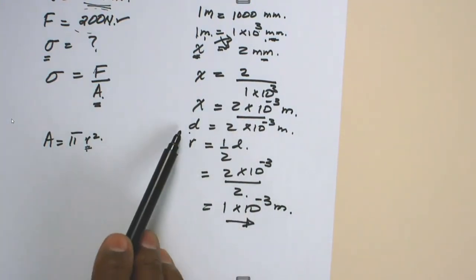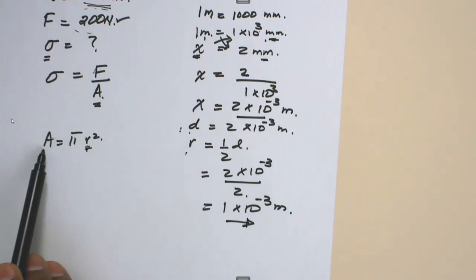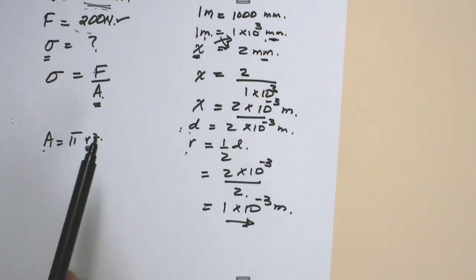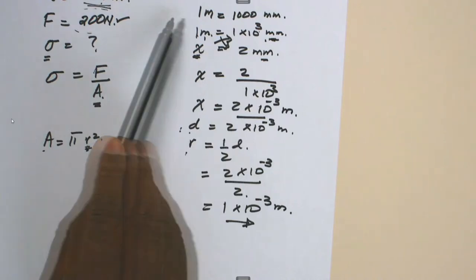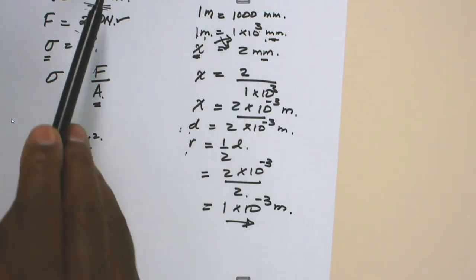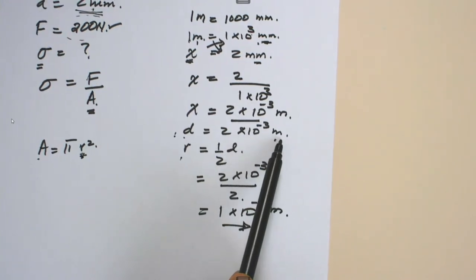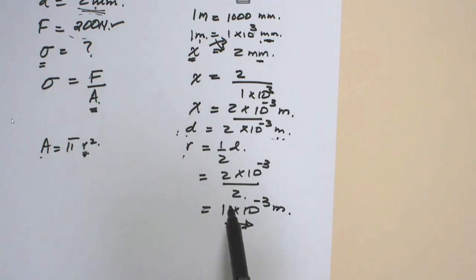Now we have done the required conversion. First, changing the diameter to radius, so that we can substitute here, and then we can calculate the area because we would be having the radius. But the important thing as well is that our diameter should be converted from millimeters to meters. And so that is why I said these conversions are very important.